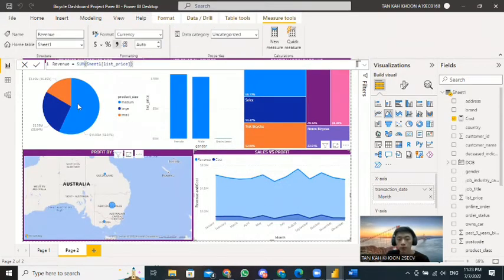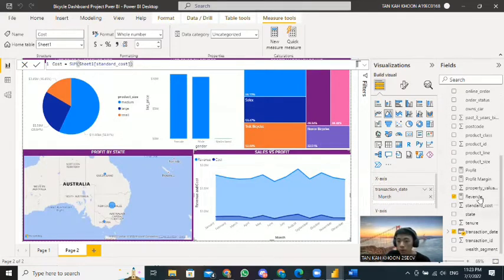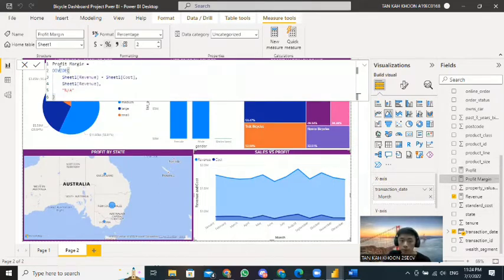Before drawing the graphs, I also abstracted some of the data from the dataset. First is the cost, which uses the formula sum of the standard cost. Second is the revenue, and this is the formula, which is the sum of the list price. Third is the profit, which is the revenue minus the cost. And last is the profit margin with this formula.